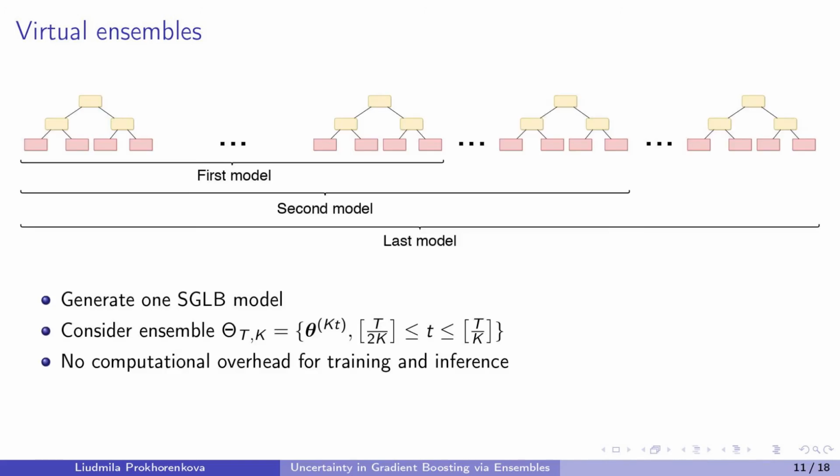There is a solution for that, and we call it a virtual ensemble. Such an ensemble can be obtained from any trained model. The main idea is shown in this figure. We exploit the fact that a single SGB or SGLB model is an ensemble of trees, so we can use truncated models as ensemble elements. In this case, we get an ensemble of models without any overhead in memory and time, both for training and inference. However, ensemble elements are correlated, which may lead to underestimated knowledge uncertainty.